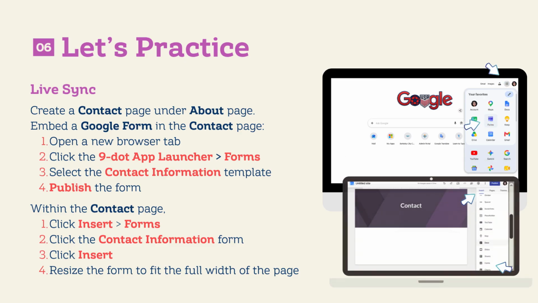Now let's jump back over to your Google Sites Editor tab to bring it all together. Make sure you are on your newly created contact page. Go to the upper right to click Insert and scroll down to find and click Forms. Click on the contact information form you just created. Click the blue Insert button at the bottom.